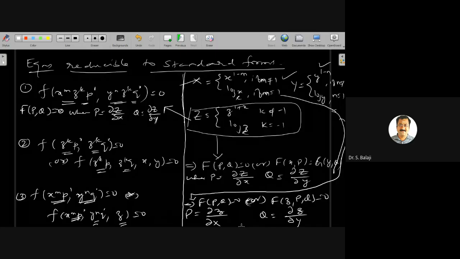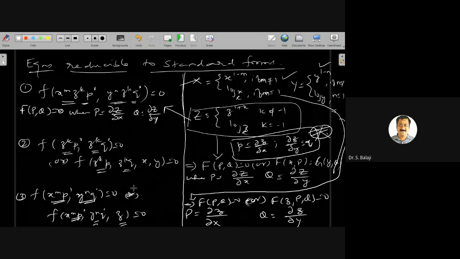In all the substitutions, we have to always use ∂z/∂x as small p, and this is small q. This is the standard notation we are going to use always. Then only you can replace p and q. Therefore, you have to use this standard notation always.